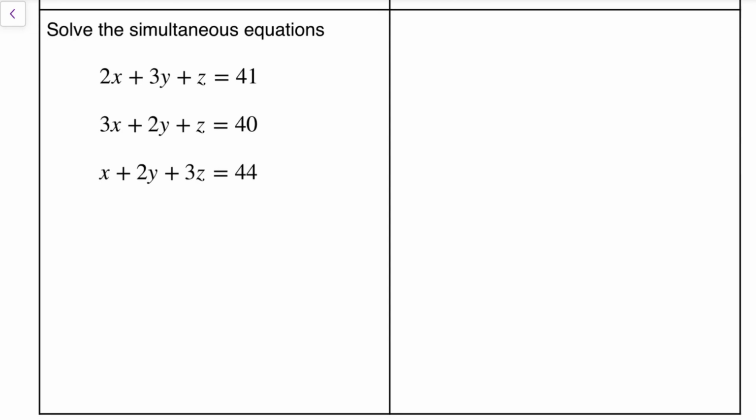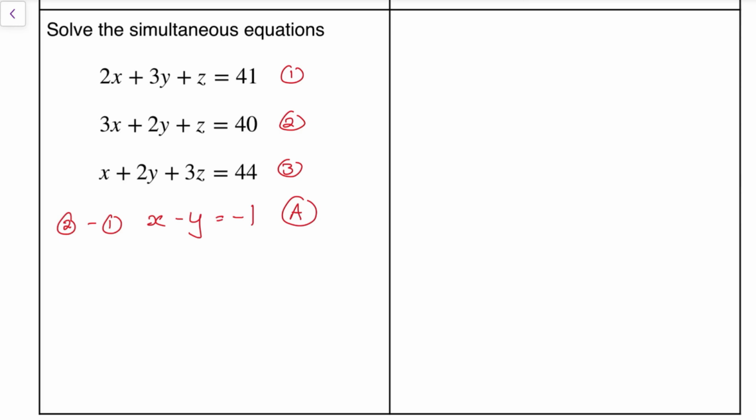Right. We haven't seen one in a while, have we? And I cannot see a quick way of doing this, but I always miss them anyway, but that's fine. Let's just concentrate on the z, shall we? So let's label them first: 1, 2, 3. And I'm going to do equation 2 minus equation 1. So 3x minus 2x is x. 2y minus 3y is minus y, and z minus z cancels, and 40 minus 41 is minus 1. Let's call that equation A.